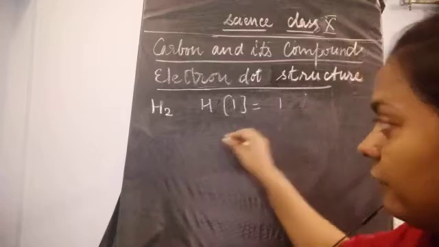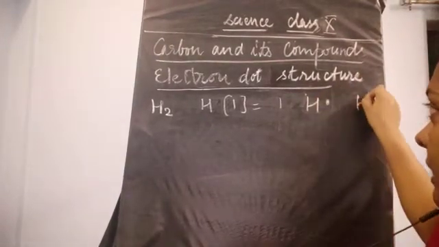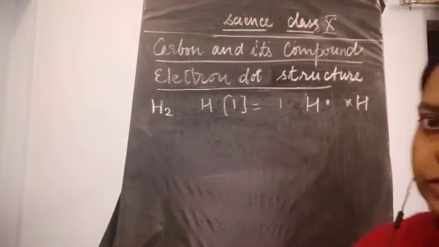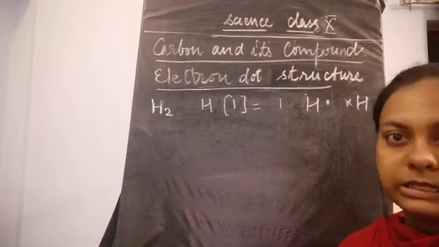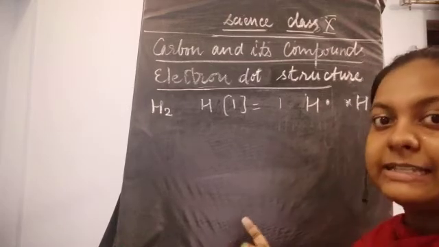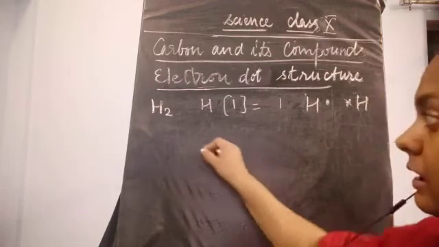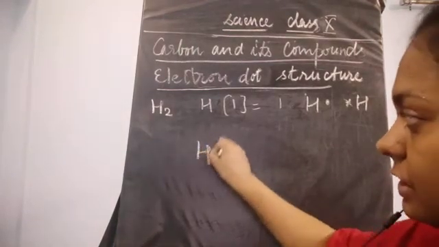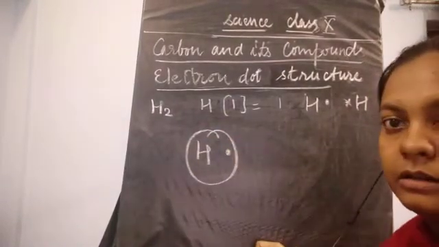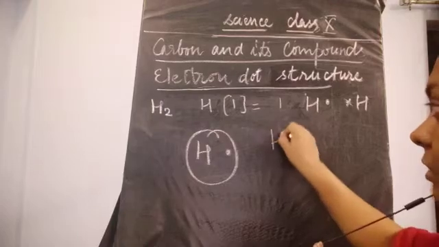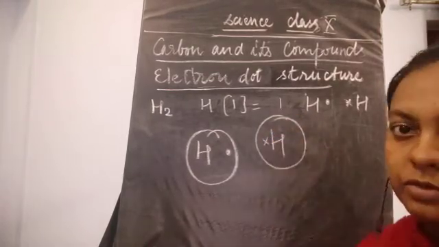I'll just form the molecule. We can write like this, H and H. We can use a cross also; either we could use a dot or a cross to form this electron dot structure. That is why it is said as electron dot, because electrons are represented in the form of dots. Fine. Now next, H has 1 electron here. The next H also has 1 electron in its outermost shell.